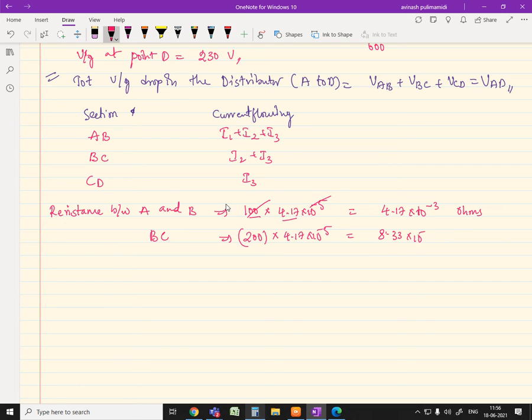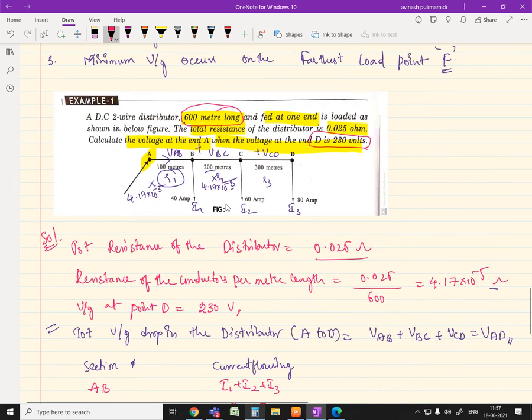8.33 into 10 power minus 3 ohms. AB, BC and CD. What is this value given? How much? For CD, it is 300 meters.